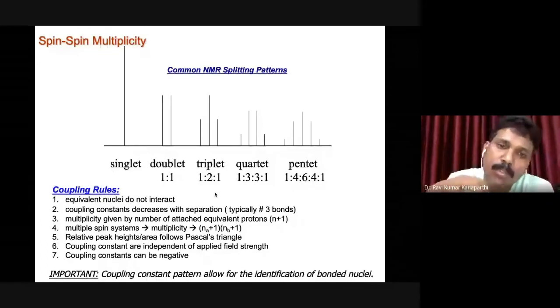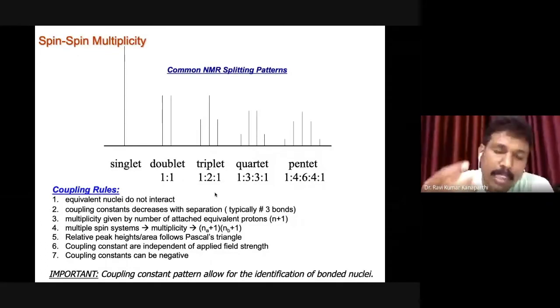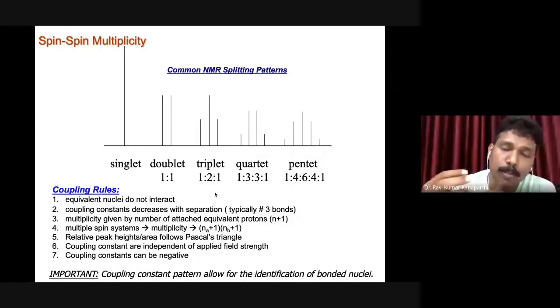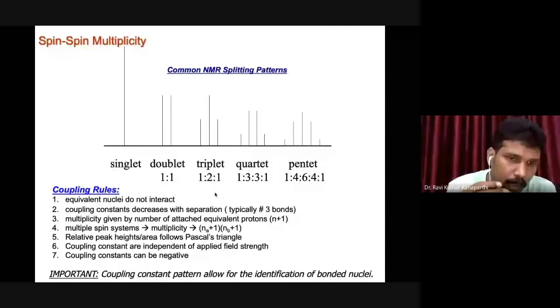On the same carbon atom, you will say that all the protons are equivalent, and they do not interact. Even though protons are magnetically active, they don't interact because of the very fast rotation of the methyl group. So they are said to be equivalent, and they do not interact.